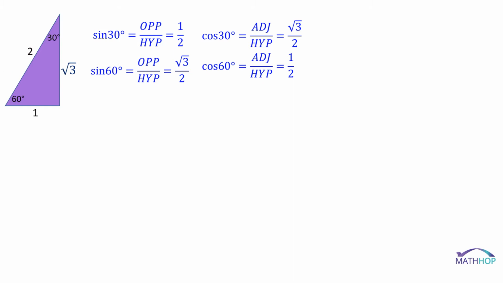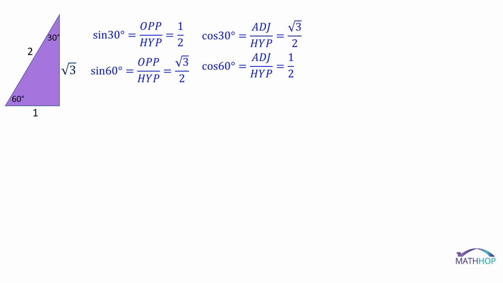Now look at the sine of 30 and the cosine of 60. They're both the same. Sine of 60 and the cosine of 30, those are both the same. And that's because you have complementary angles. And that's going to lead to another trig rule later on. But it is cool to notice here.